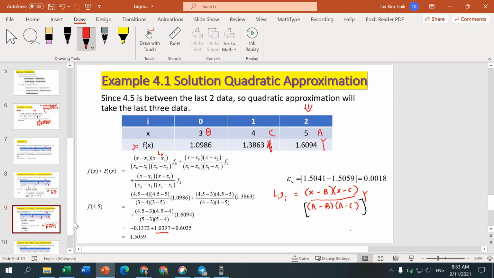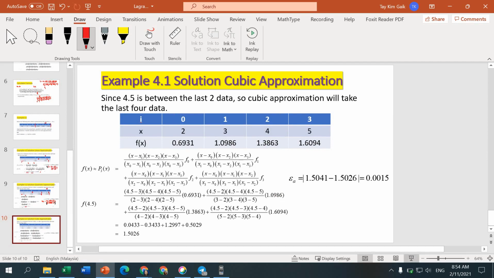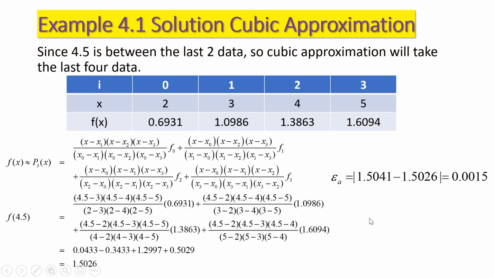Okay, is it okay? Can you follow? Yes, doctor. Okay, then we move to cubic. So cubic, just now linear, take 4 and 5. Quadratic 3, 4, 5. Cubic 2, 3, 4, 5. So that 4.5 contained in the range. But don't take 1, 2, 3, 4. 4.5 is outside of the range. So you only can take 2, 3, 4, 5. So this is a cubic.